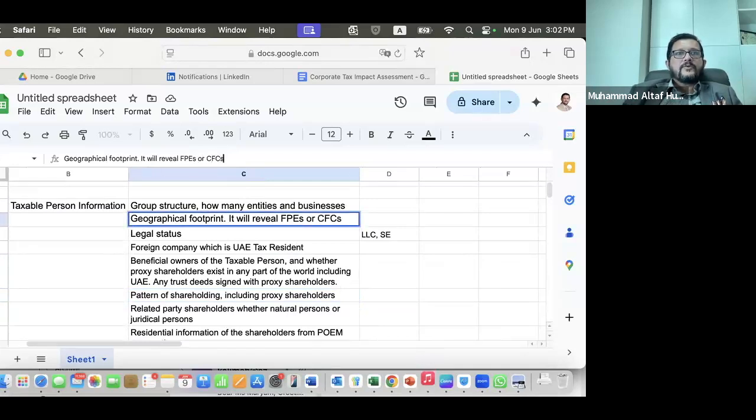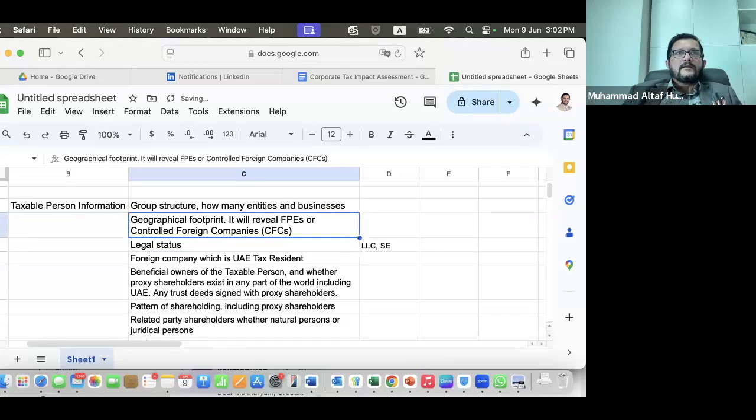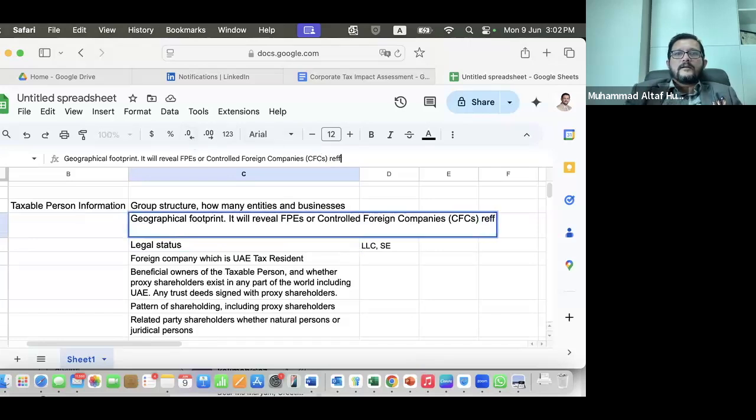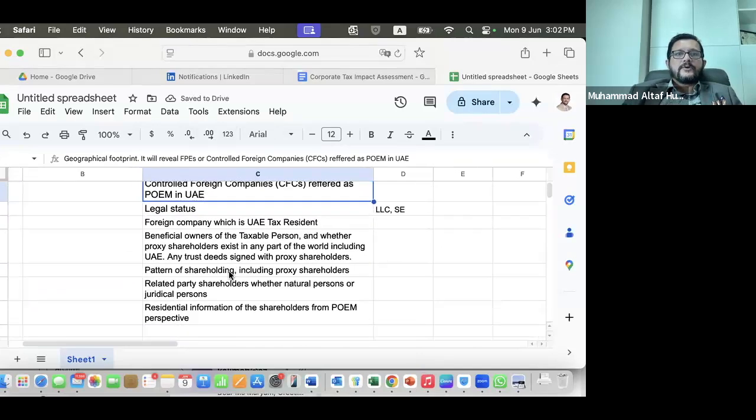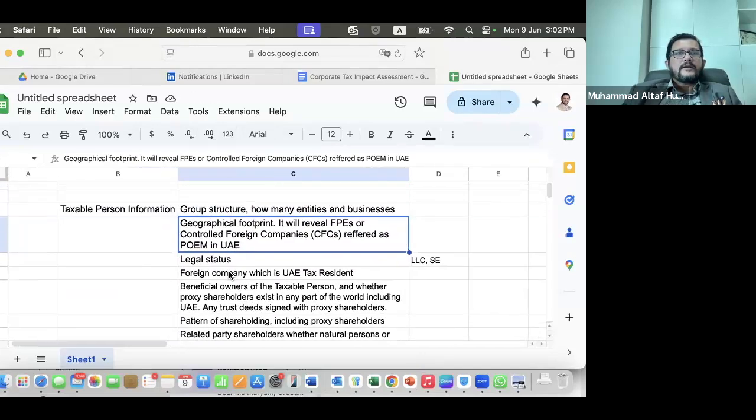Or CFCs. You know what is CFCs? It's a big issue in the poem. Okay. So, CFC is a major concern cited by international tax, OECD, etc. Okay, so we have to identify if there are controlled foreign companies.